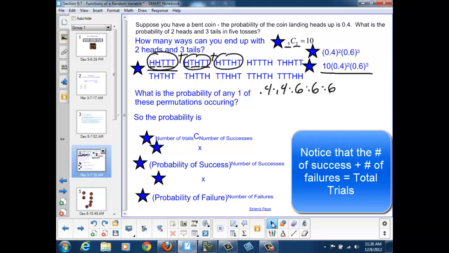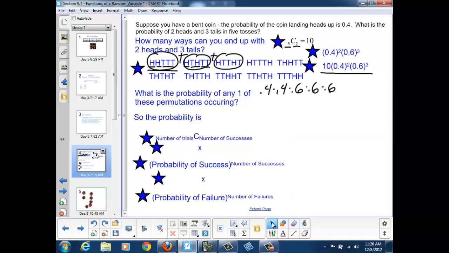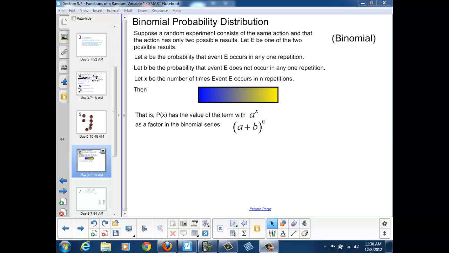So if we follow this formula, the number of trials, C, number of successes, times the probability of success raised to the number of successes, times the probability of failure raised to the number of failures, we'll find the probability of a certain number of successes out of a certain number of trials, as long as we know the probability of success. The situation we just described is known as a binomial experiment, where we have a random experiment consisting of the same action over and over again, and that action has only 2 possible results.